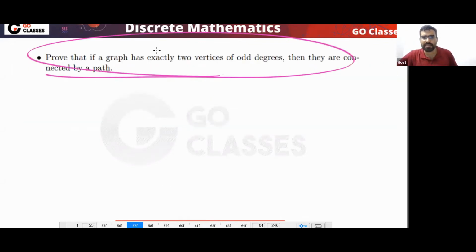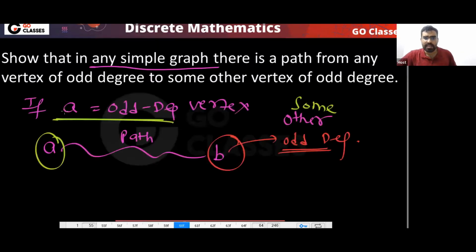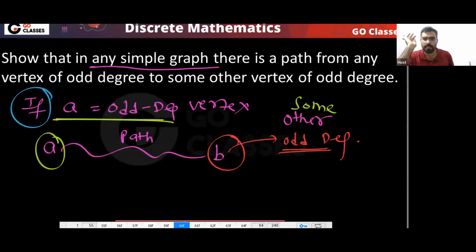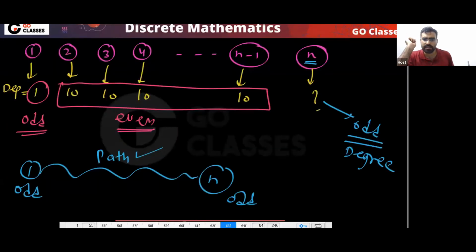What is this statement saying? This statement is saying that if you are an odd degree vertex, then definitely you have a path to some other odd degree vertex. Definitely this will happen. Or I can say, if you have exactly two odd degree vertices, then they are in the same component. They must be in the same component. Okay. So this is the idea.